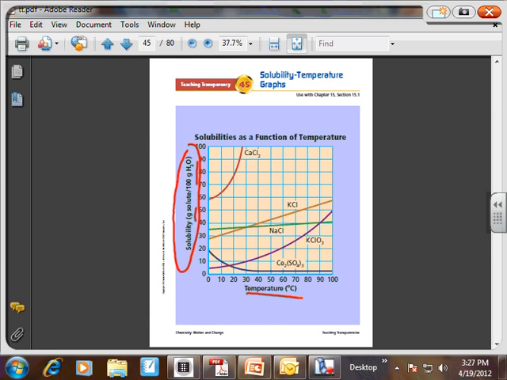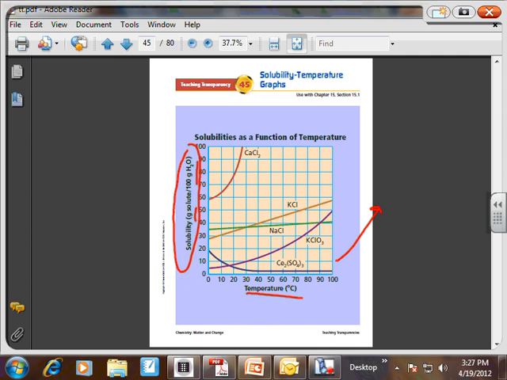On one of the previous slides, I talked about temperature. The higher the temperature, the faster it will dissolve. The higher the temperature, the more it will dissolve typically. You can see these lines typically go upwards, have an upward trend. The higher the temperature, the more it will dissolve.